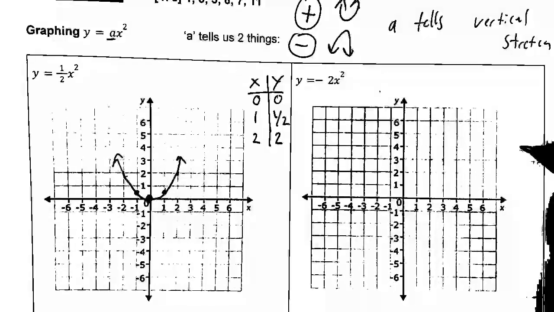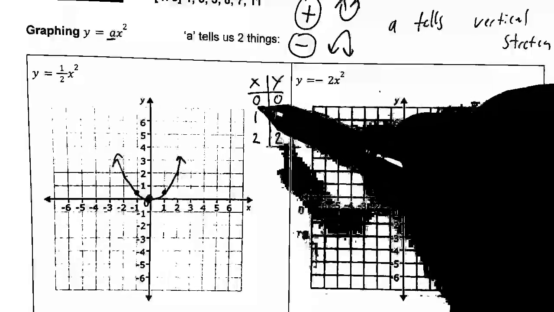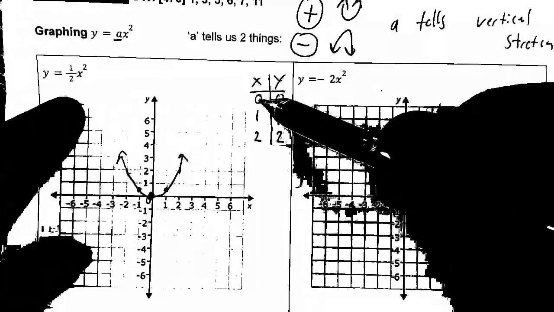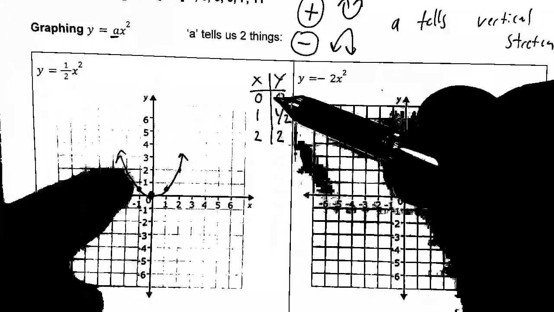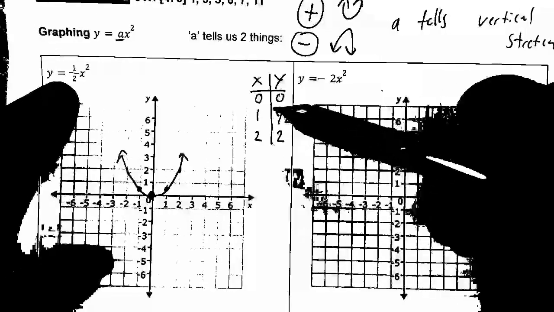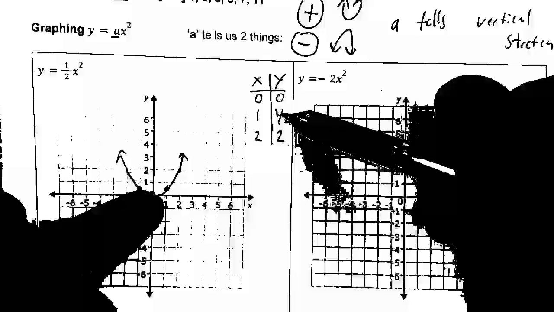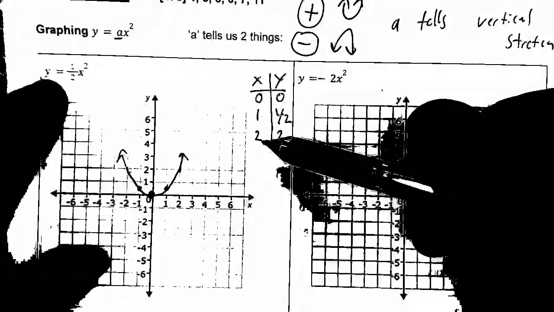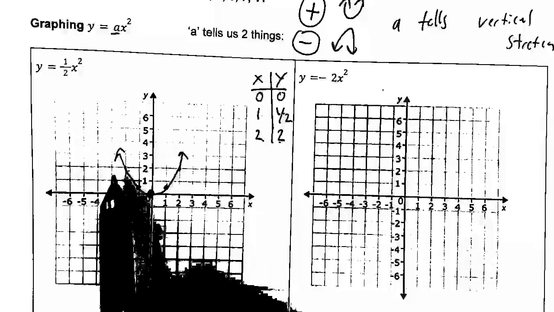You're confused? All we're doing is plugging. You're choosing nice x values and plugging them into this. What's 0 squared? 0. What's 0 times a half? 0. So 0, 0 is a point. Now 1 goes in. 1 squared, 1. Times a half, 1/2. That's a point. 2 squared, 4. 4 times a half is 2. That's another point. And then because it's symmetrical, we can just go across.